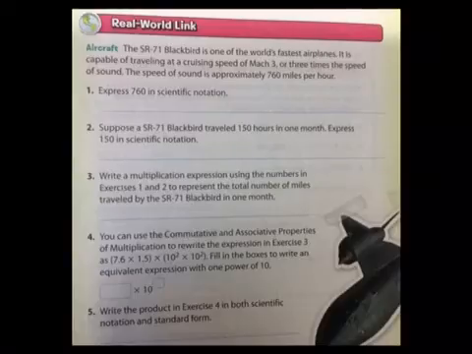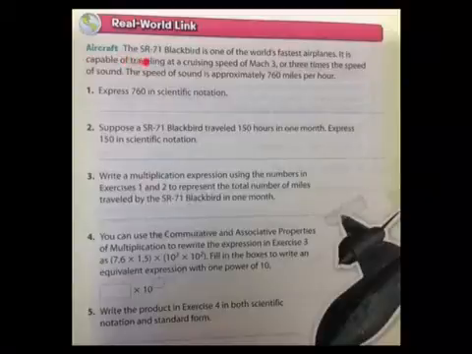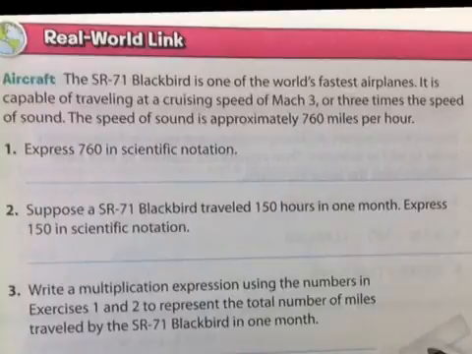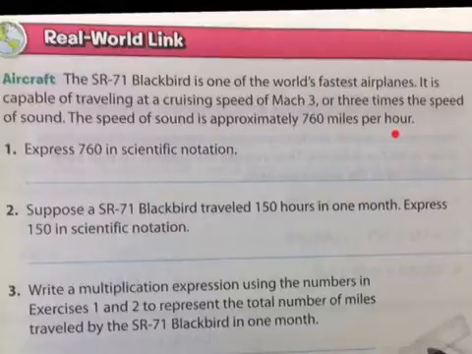On the last lesson, I said if you wanted to, you could Google the Blackbird and see how fast it actually travels when they say Mach 3. I hope you did, so that you can see some neat stuff. The SR-71 Blackbird is one of the world's fastest airplanes. It is capable of traveling at a cruising speed of Mach 3, three times the speed of sound. The speed of sound is approximately 760 miles per hour. So 3 times this speed, boys and girls, this rate.